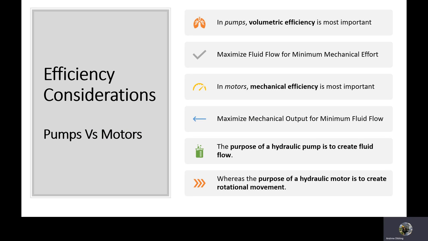In motors, however, mechanical efficiency is the most important thing. So I want to maximize the amount of torque or twist that I get out of my motor by minimizing the amount of fluid flow that I have to put through it in order to get that output. So really, they are doing the same thing, but backwards. So when you're designing a pump versus a motor, it's the nuance you want to deal with. The purpose of a pump is to create fluid flow, and the purpose of a hydraulic motor, of course, is to create rotational movement, right?